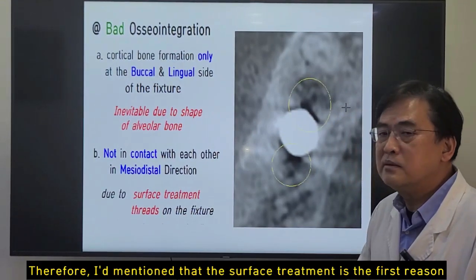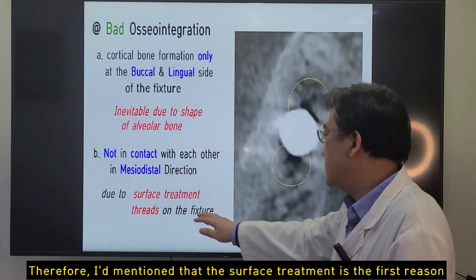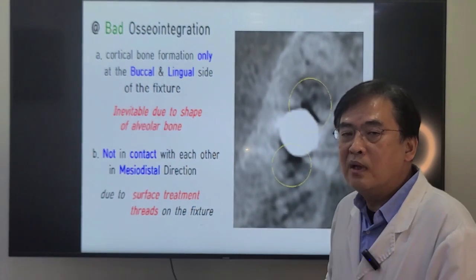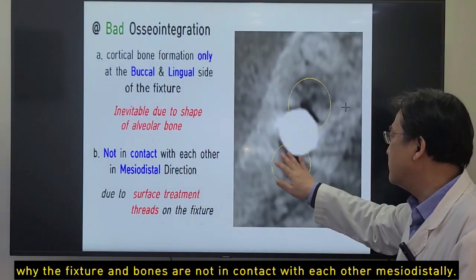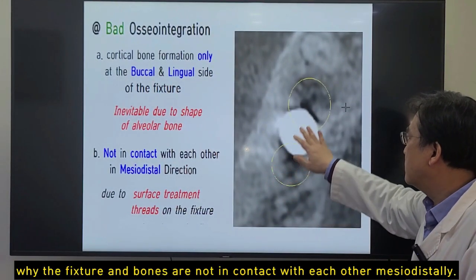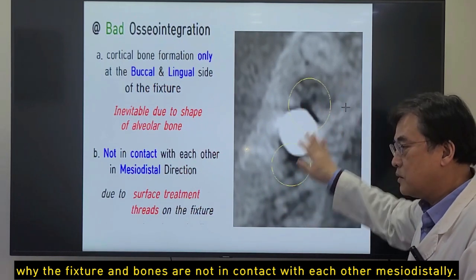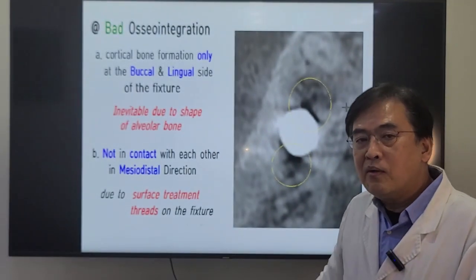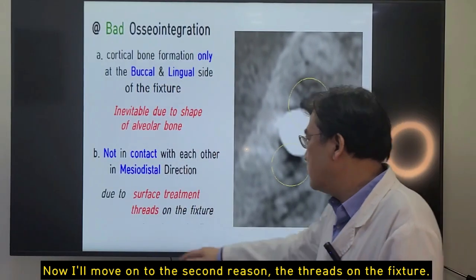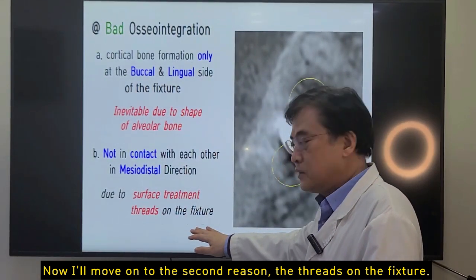Therefore, I mentioned the surface treatment is the first reason why the fixture and the bones are not in contact with each other mesiodistally. Now, I'll move on to the second reason, threads on the fixture.